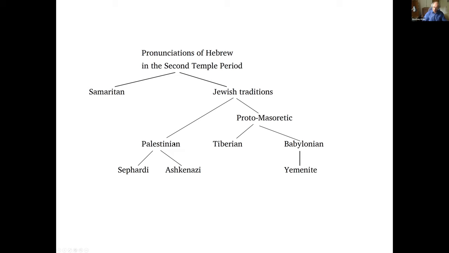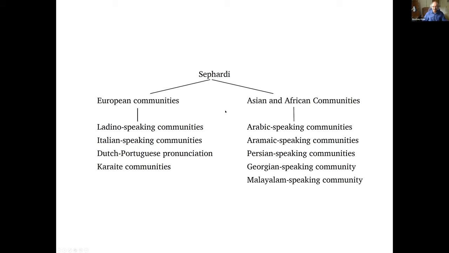Now the Sephardi tradition is actually a very diverse group of pronunciations, and they can be essentially divided between European communities and the subgroups of Sephardi pronunciation in the Asian and African communities. And here I don't think I'll read through all of these, but it shows you that the variations in the different forms of Sephardi pronunciation have been influenced to a large extent by the vernacular languages of these communities in Europe and Asia, and also North Africa, because we've got of course a lot of Sephardi communities in North Africa.